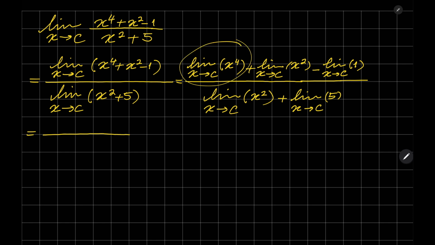this part is c to the power of 4 plus this part is c squared and minus 1 over c squared plus 5. That's the answer.